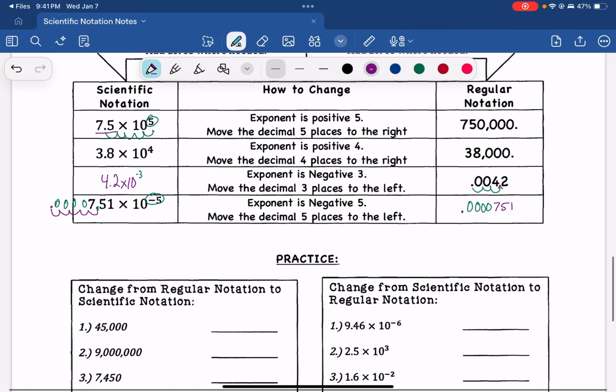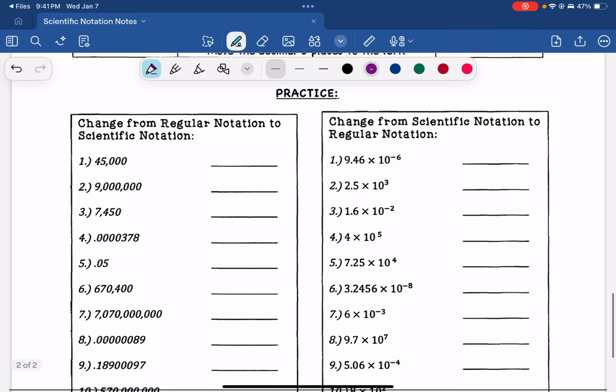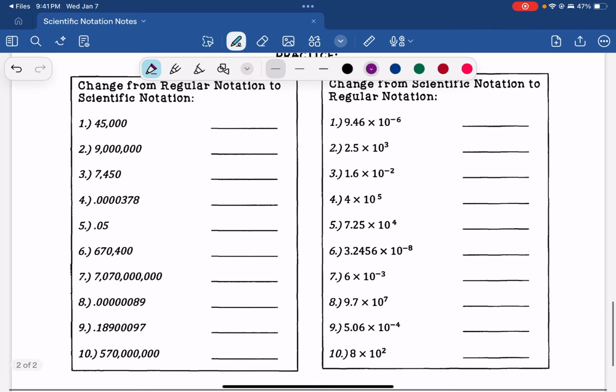Okay, on this page here are some practice problems. I want you to try changing things from regular notation to scientific notation, and then from scientific notation to regular notation. Make sure you check in with your neighbors, and if you're not quite sure on a problem, you may want to look at some outside resources to double check.